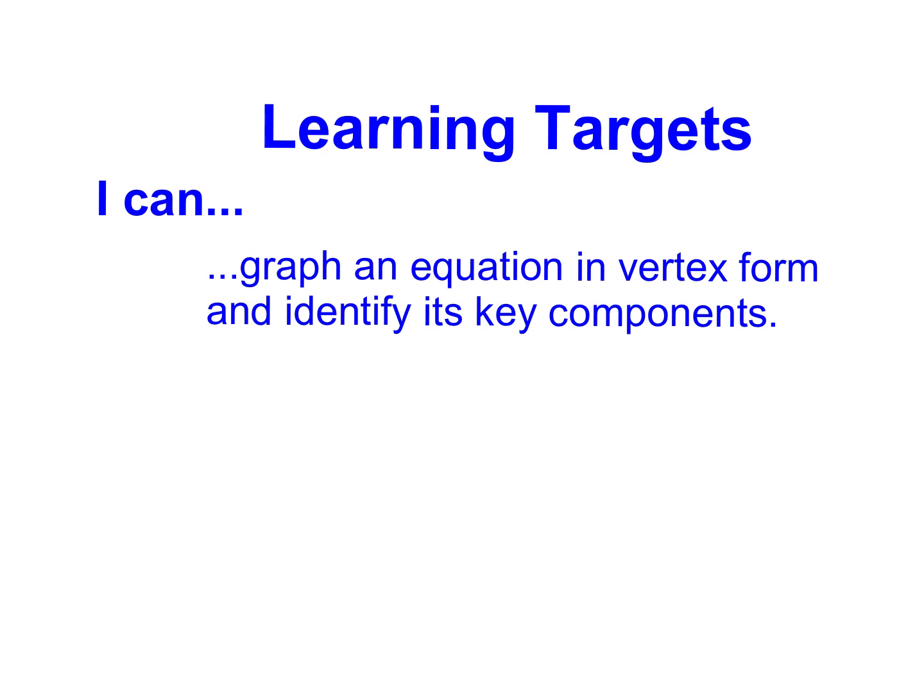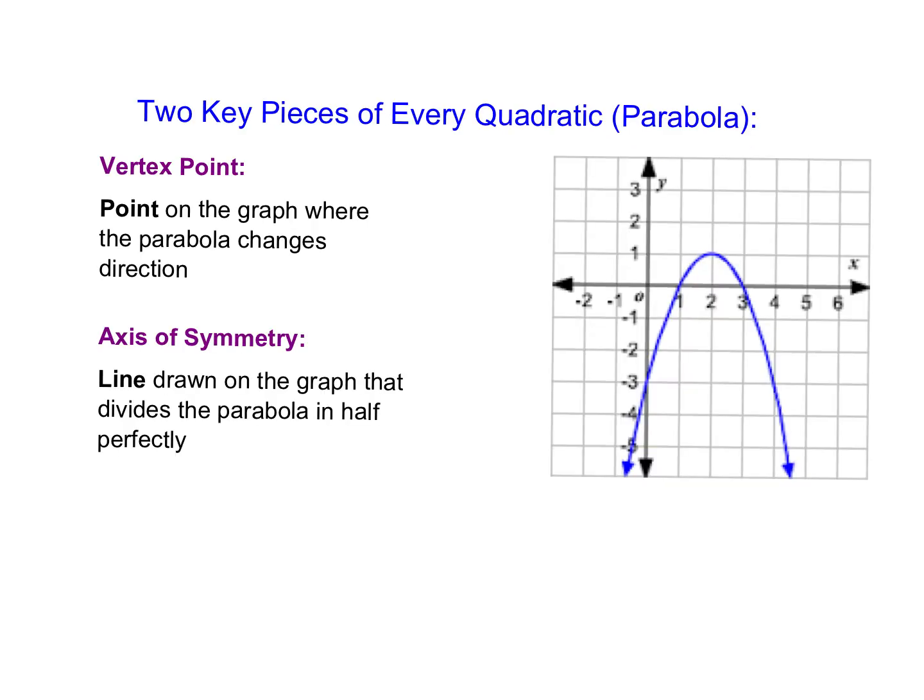In this video, we're going to graph an equation written in vertex form and then identify its key components. So when looking at a quadratic, there are two key components that every quadratic or parabola graph is going to have. One of them is called the vertex point, and that is the point on the graph where the parabola changes direction. So if you notice carefully, there's a part of the graph where the parabola is going up and a part of the graph where the parabola is going down.